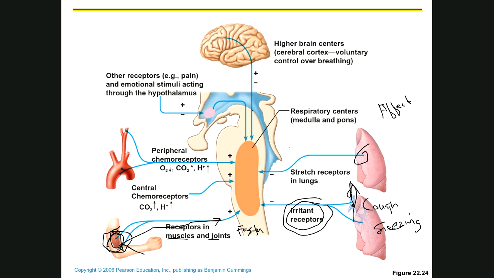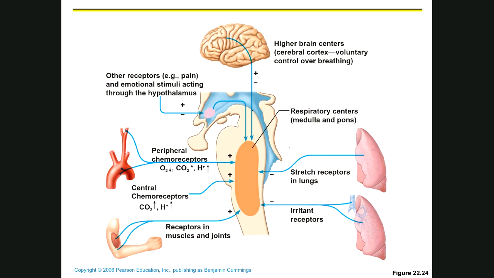We also don't want to fill our lungs up too much, because remember, it's like a balloon. And if you fill a balloon up too much, it's going to pop. And so there are stretch receptors in the lung to keep you from overinflating. Because if you overinflate the lungs, you'll damage those little alveoli. So we don't want that to happen.